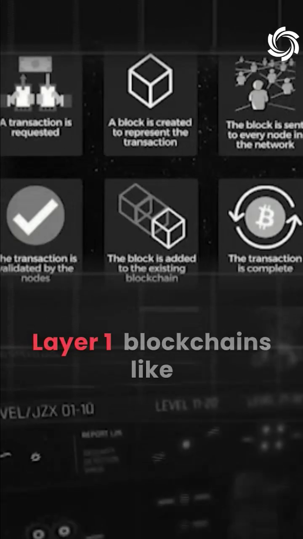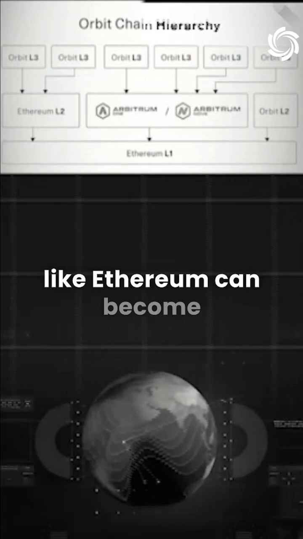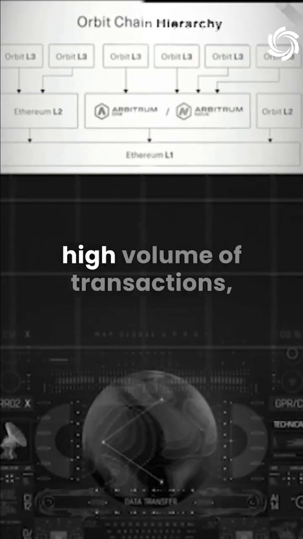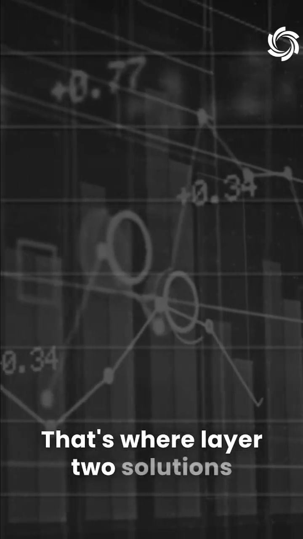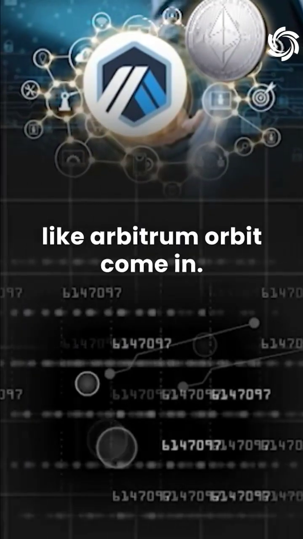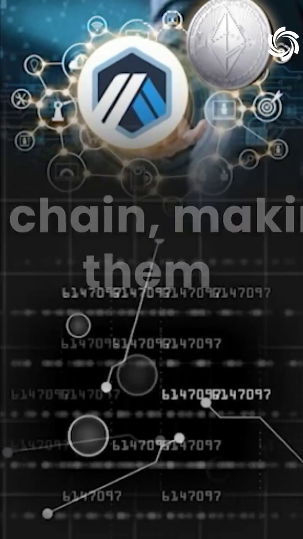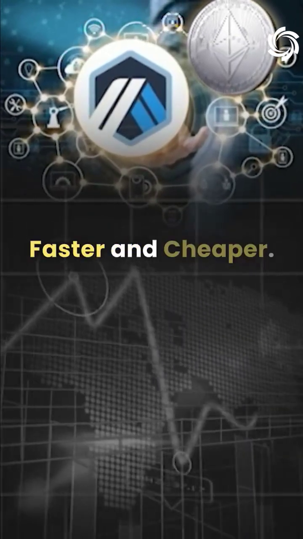First, let's talk about why scaling is important. Layer 1 blockchains like Ethereum can become congested due to the high volume of transactions, which leads to slower processing times and higher costs. That's where Layer 2 solutions like Arbitrum Orbit come in. They bundle transactions off-chain, making them faster and cheaper.